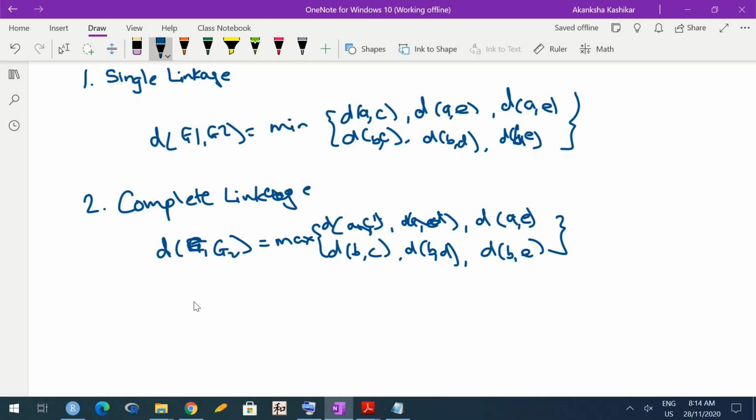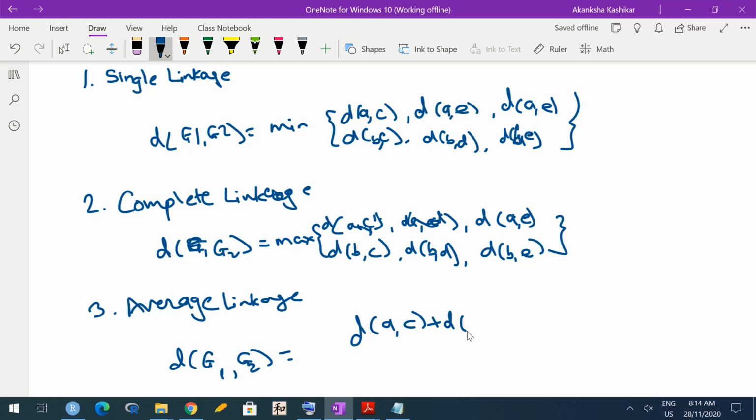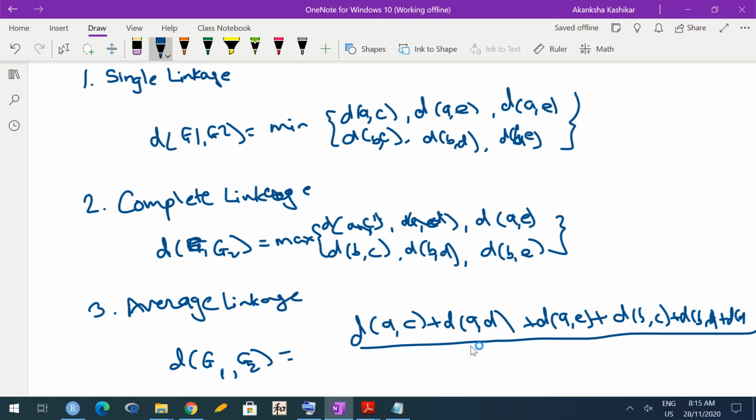Of course, minimum and maximum are kind of extreme. So you have something called average linkage. In average linkage, what we do? We take the average of the distances. So distance between G1 and G2 would be distance AC plus AD plus AE plus BC, BD, BE, and this entire sum divided by 6 because there were 6 pairs.